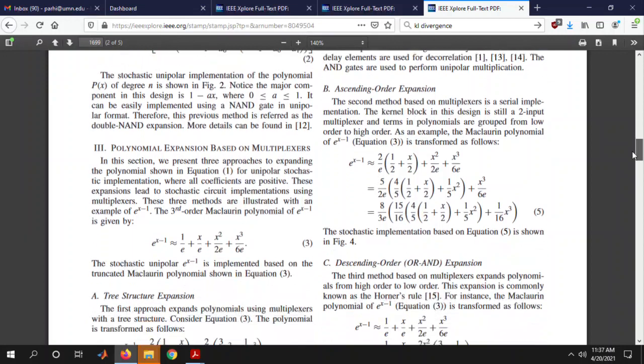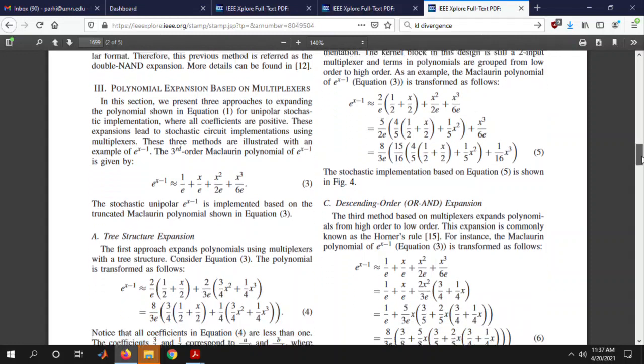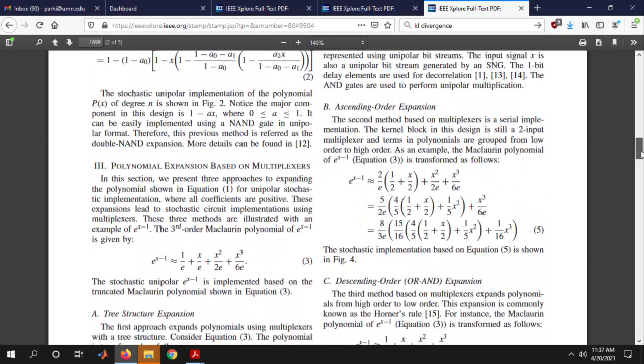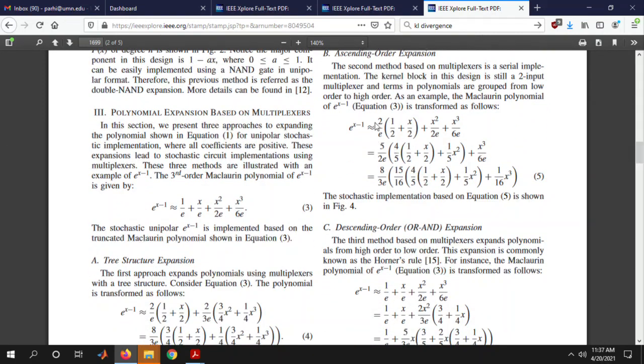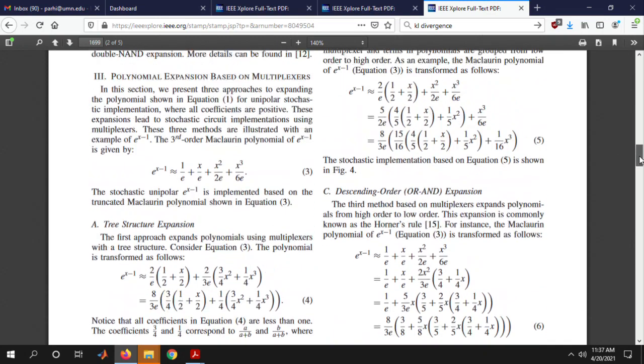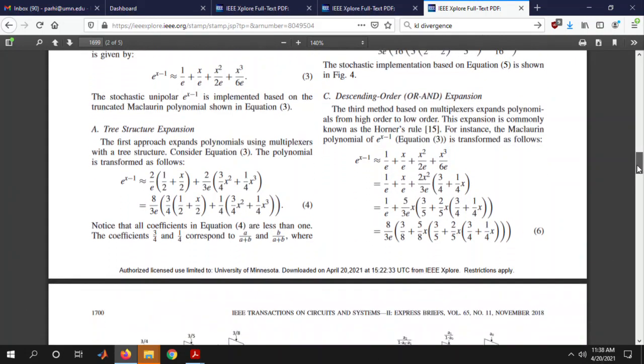I think I would start with section 3, so e to power x minus 1, and how we are expanding these in different ways. So there is tree structure expansion, ascending order, so I express ascending order. So I first take the first 2 terms, then group the next term, then group the next term. And then the descending order. So this is a descending order. This is expanded by using Horner's rule, as I have talked about in the class.